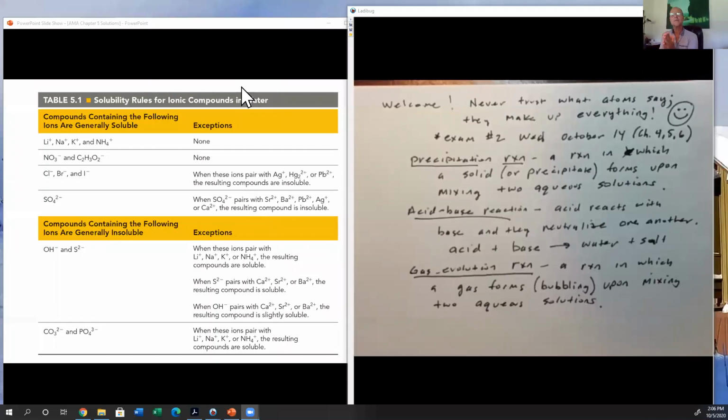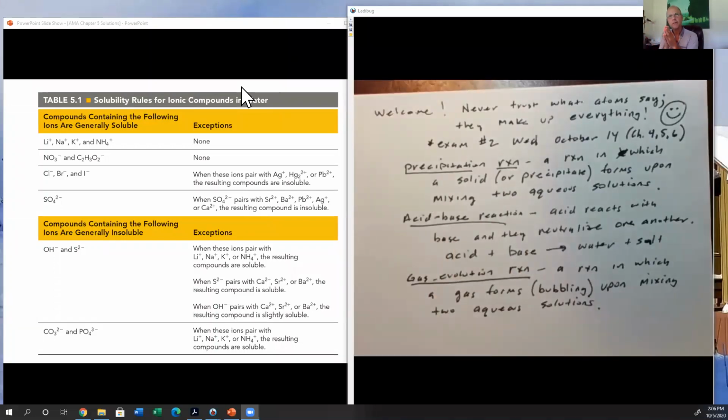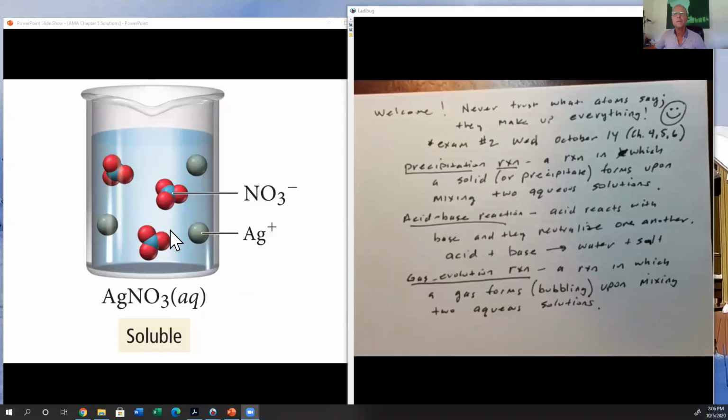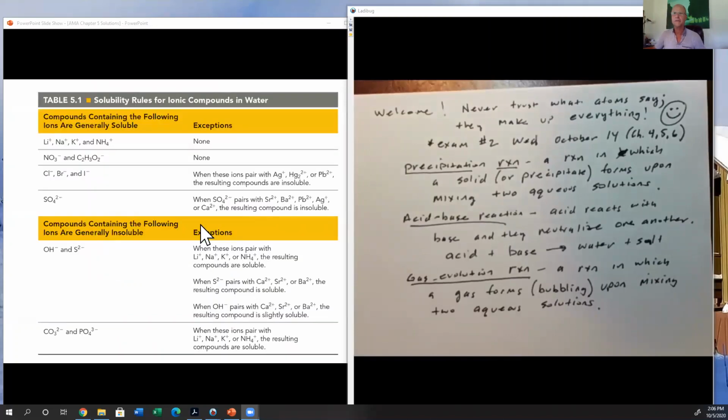So the first thing we have to do before we get to these reaction types is understand solubility and look over the solubility rules, which help us predict if a compound is going to dissolve or not when you put it in water. Remember, last time we learned that some substances like silver nitrate dissolve in water, and some substances like silver chloride don't dissolve in water. So we want to be able to predict that. This little chart here is the best way to do it.